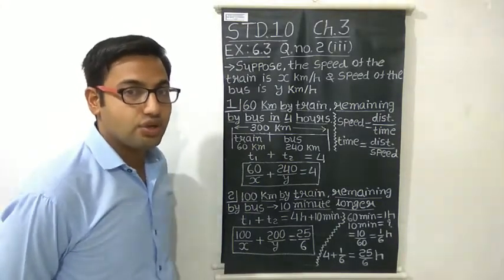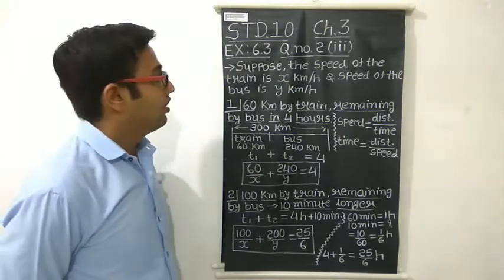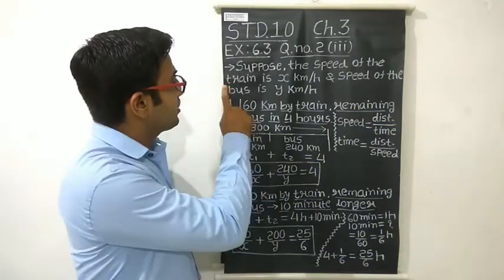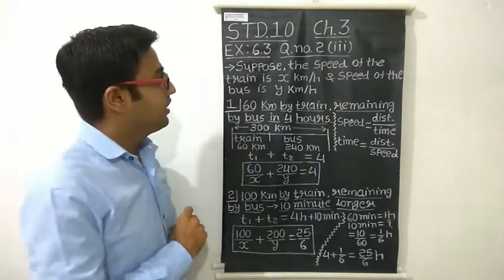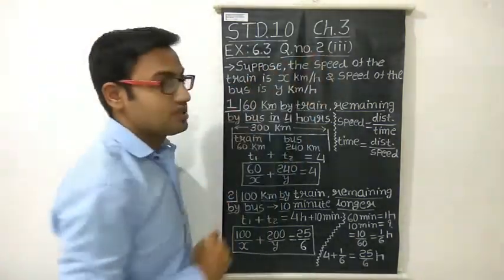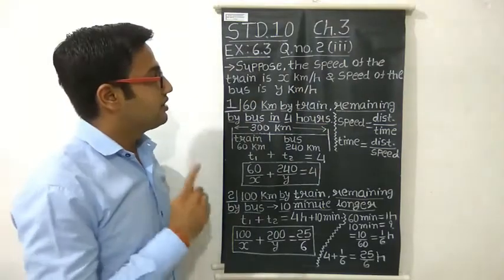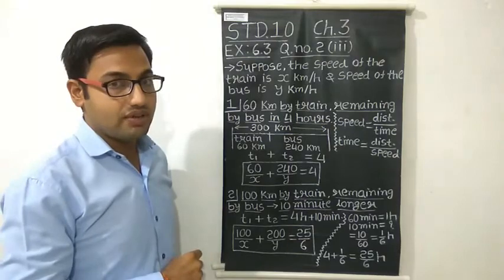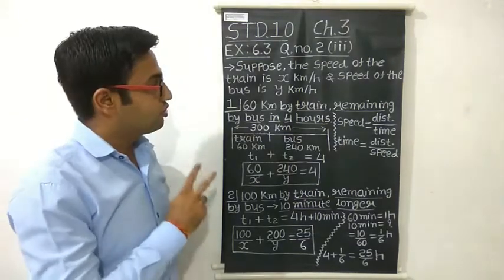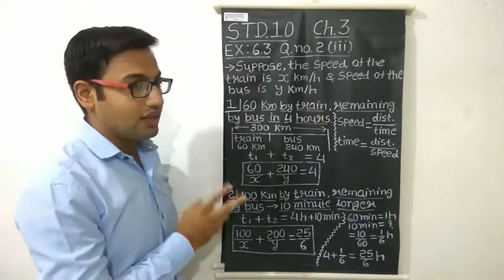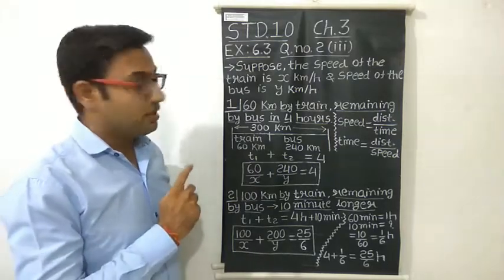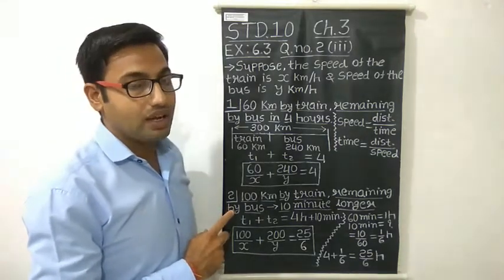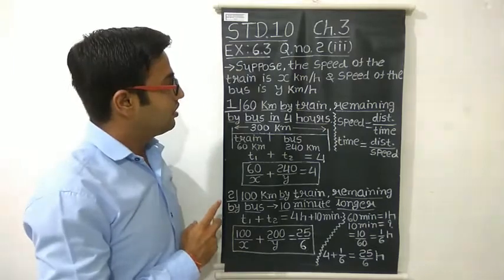Hello students, today we will study one of the questions, that is of exercise 6.3, question number 2, sub question number 3. This is the topic of standard 10, chapter number 3, pair of linear equations in two variables. So this is the question in the category of equations reducible to pair of linear equations in two variables.